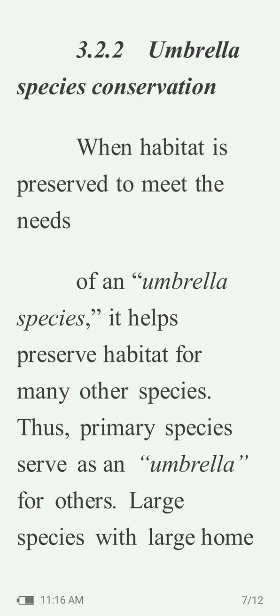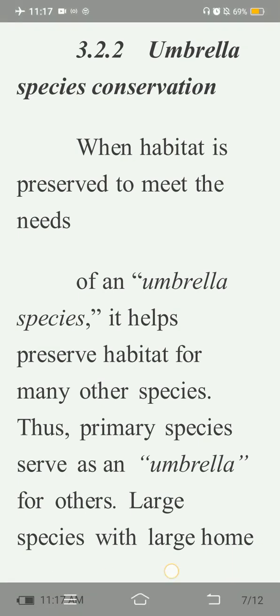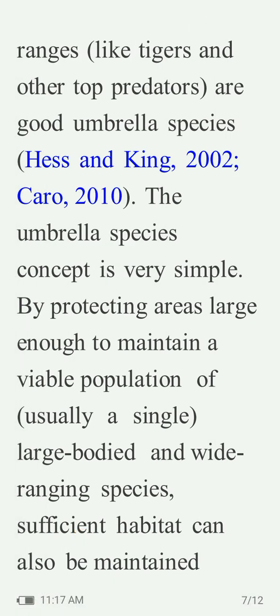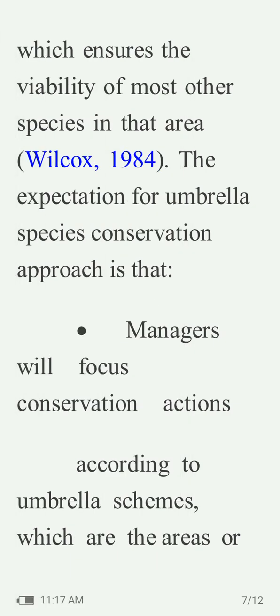Umbrella species conservation. When habitat is preserved to meet the needs of an umbrella species, it helps preserve habitat for many other species. This primary species serves as an umbrella for others. Large species with large home ranges, like tigers and other top predators, are good umbrella species. The umbrella species concept is very simple. By protecting areas large enough to maintain a viable population of usually a single large bodied and wide ranging species, sufficient habitat can also be maintained, which ensures the viability of most other species in that area.